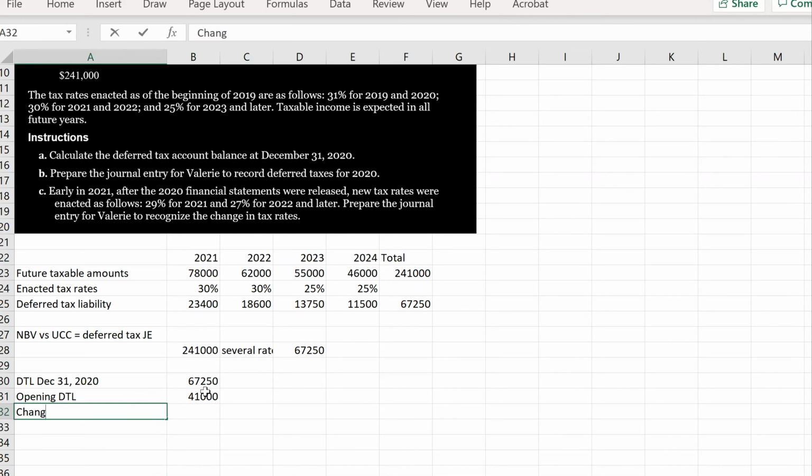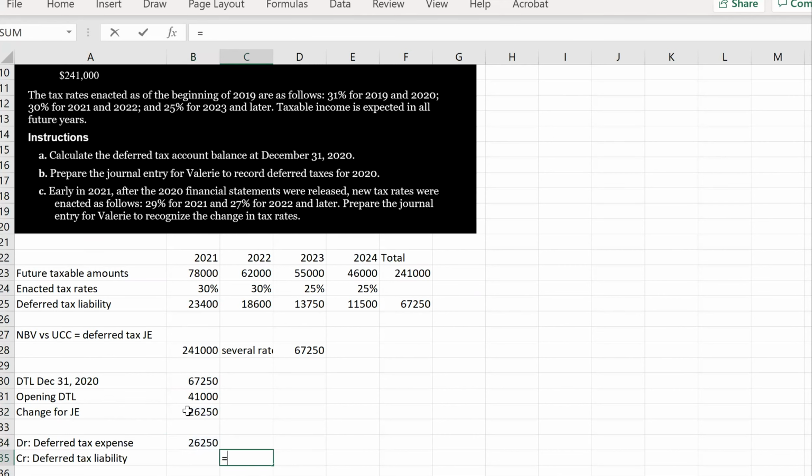So then the change required for the journal entry is going to be $67,250, which is what we want, minus $41,000. So we need to actually make an entry for $26,250 because this is a balance sheet account. So if we have this in the balance sheet account and now we increase it by $26,250, then we'll end up with a balance of $67,250. So we're going to record debit deferred tax expense and credit deferred tax liability. So now we're increasing this amount, and that will give us the deferred tax liability of $67,250 that we need.